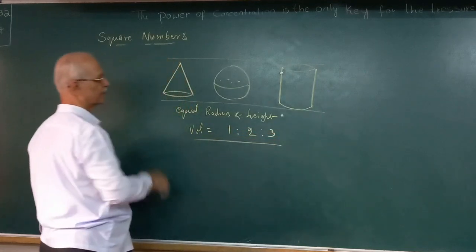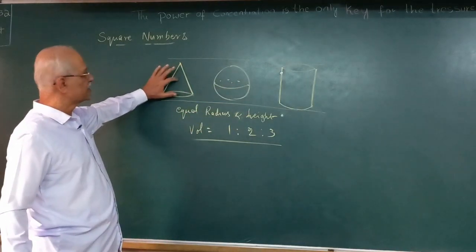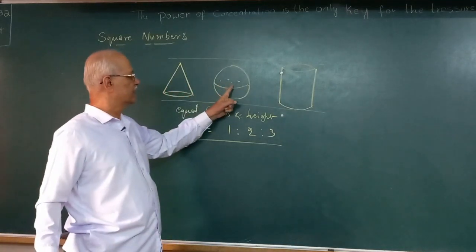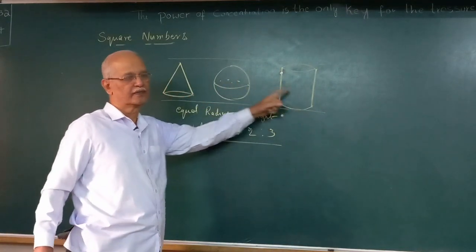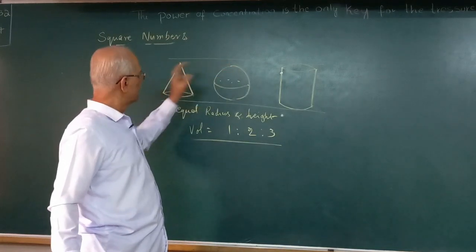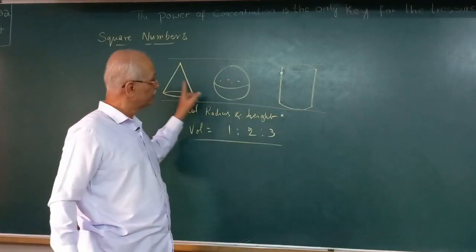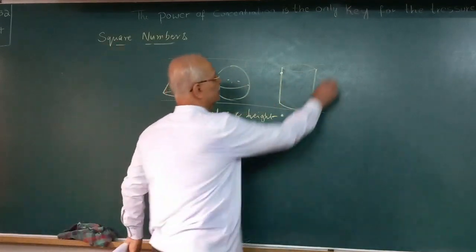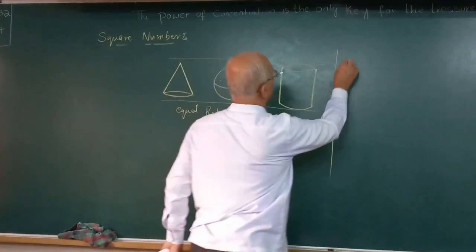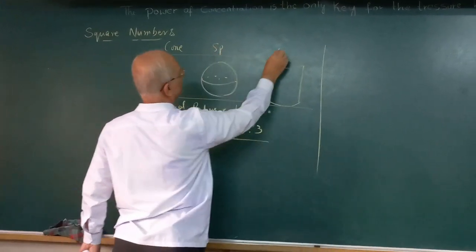1:2:3. What is the meaning of that? If the capacity of this cone is 1 liter, this will be 2 liters, this will be 3 liters. 2 times of this volume is equal to this, and this plus this volume is equal to this, or 3 times of this is equal to this. So this can be shown by calculation. What is the formula to find the volume of a cone? This is cone, sphere and cylinder.